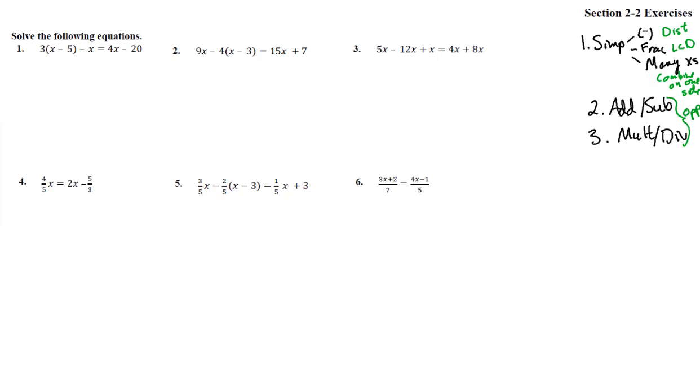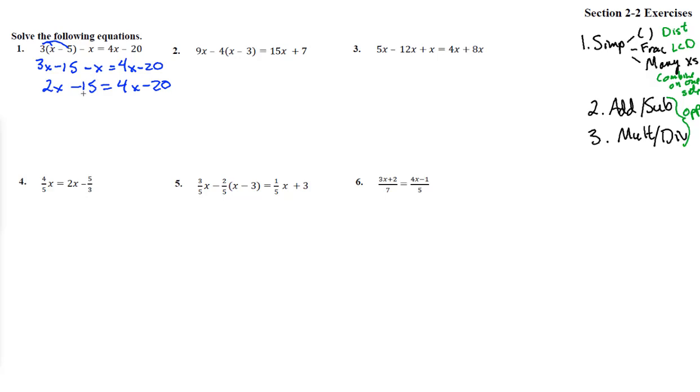Are there any parentheses? Yes, indeed there are. Let's distribute. We get 3x minus 15 minus x equals 4x minus 20. Are there fractions? No. Are there many x's? Yes, there are. Let's combine. 3x minus x, that's a 2x minus 15 equals 4x minus 20.